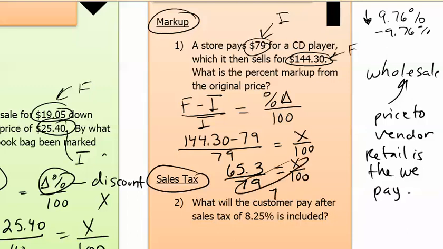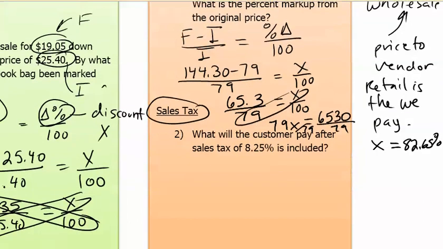So we have 79X equals 6,530. Let's divide that by 79. And so X in this case, the percent increase, will be 82.65%. That's what I got, 82.65%.